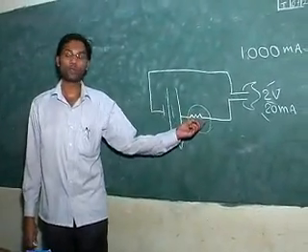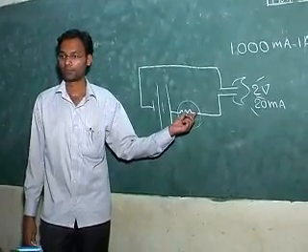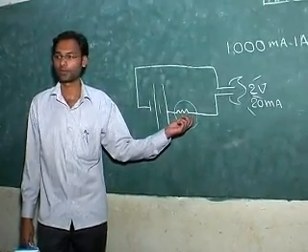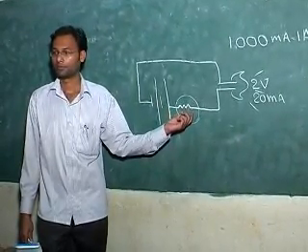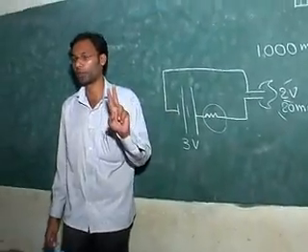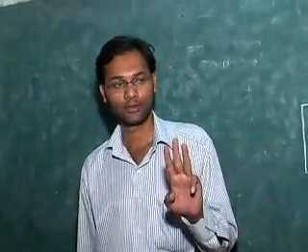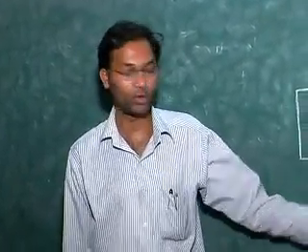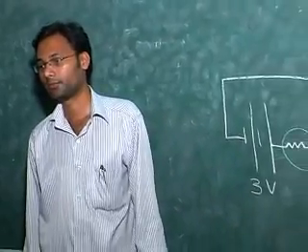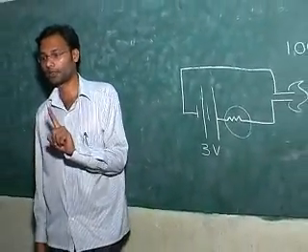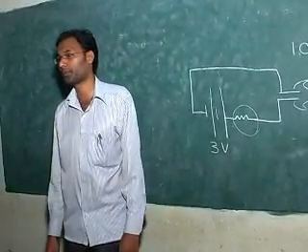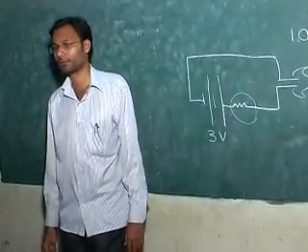Then how many ohms of resistor do you have to use here? We have 1 ohm resistor, 2 ohm resistor, 3 ohm resistors. Are you getting my point? How many ohms of resistor do we use here? 1 ohm resistor, 2 ohm resistor. How many ohms of resistor?